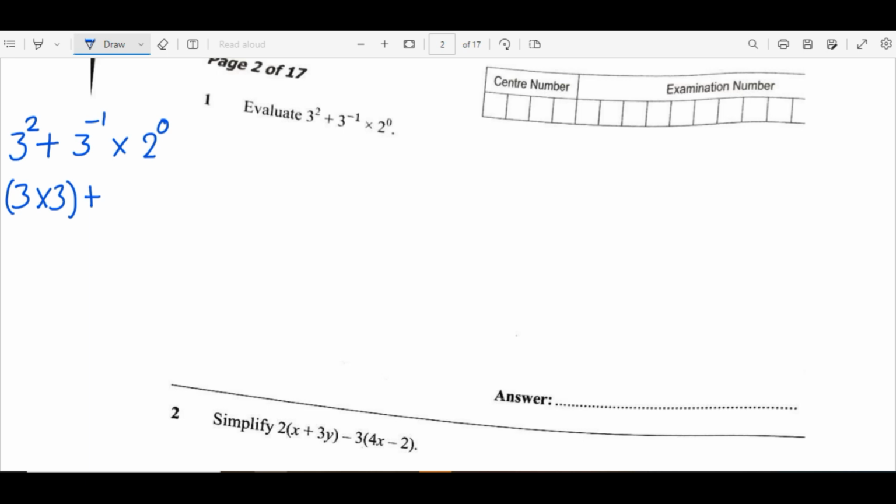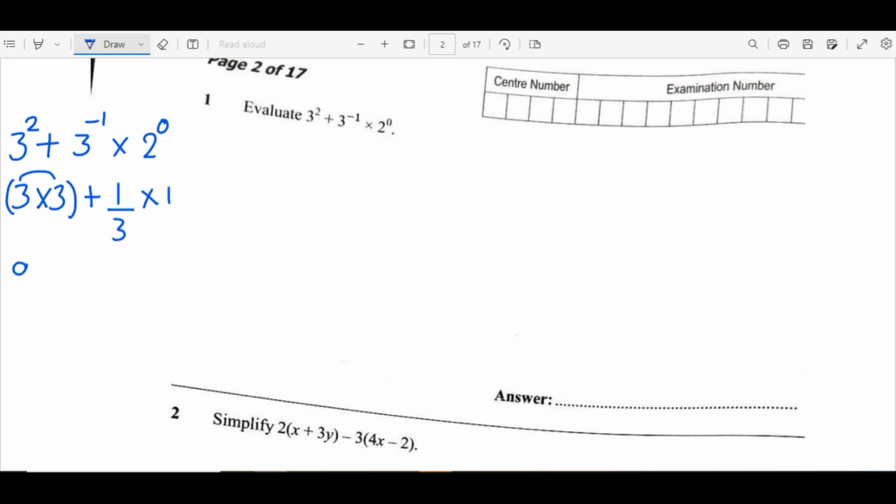We are going to change this 3 raised to the power negative 1. We have to make it a positive, so we need to change the index as a positive. How? We write it as a fraction, 1 over 3 raised to the power 1, which is the same as 1 over 3. Then we can see that 2 is raised to the power 0. So whenever an expression, whether a number or a letter, is raised to the power 0, it is equal to 1.